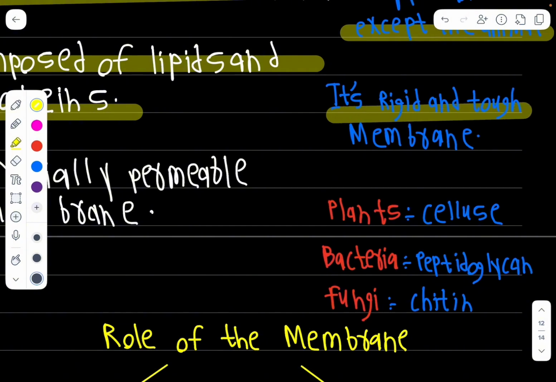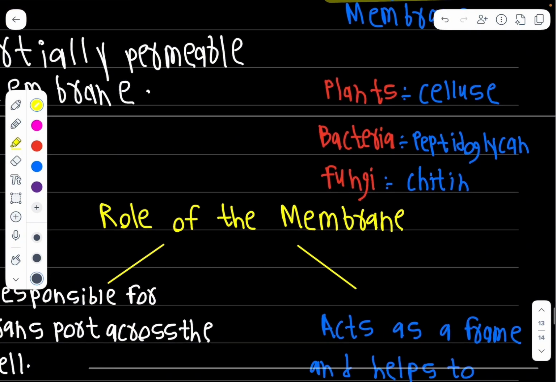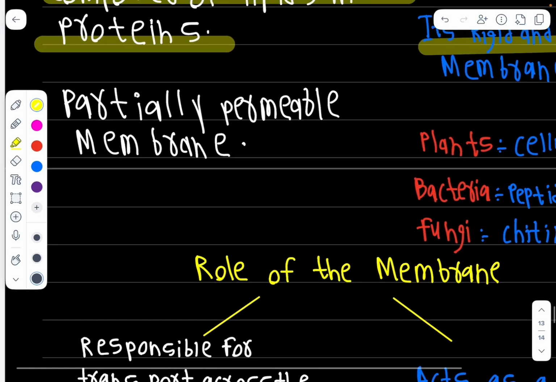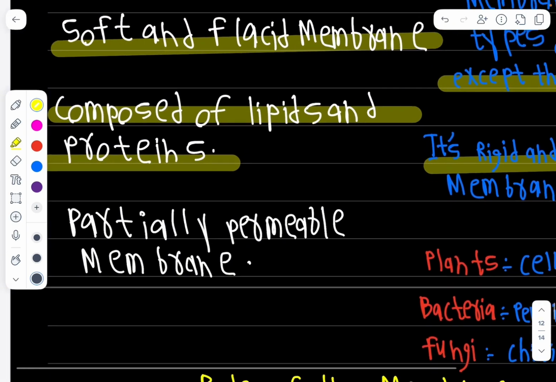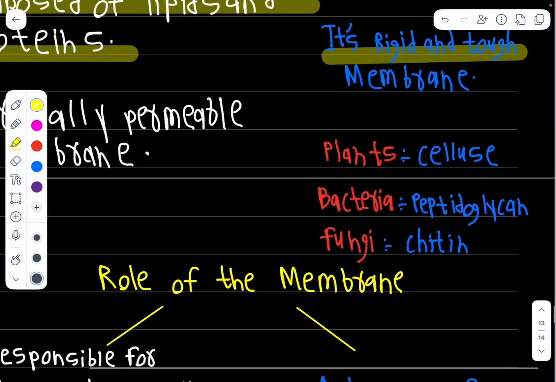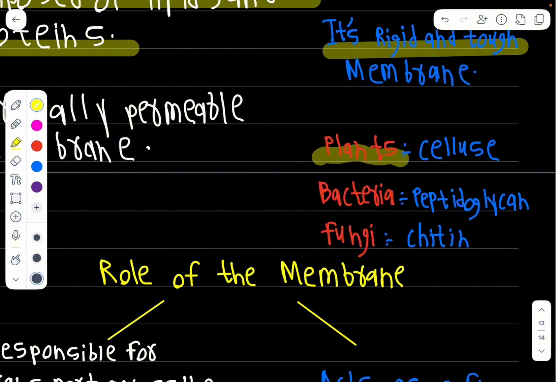Now, we talked about how the cell membrane is made up of lipids and proteins. The cell wall, if it is a plant cell wall, is made up of cellulose. If it's a bacterial cell wall, it's made up of peptidoglycan. Then if it is fungi, it is made up of chitin.